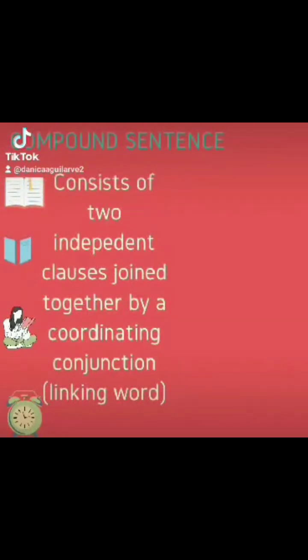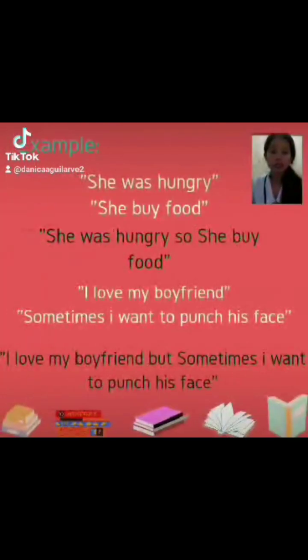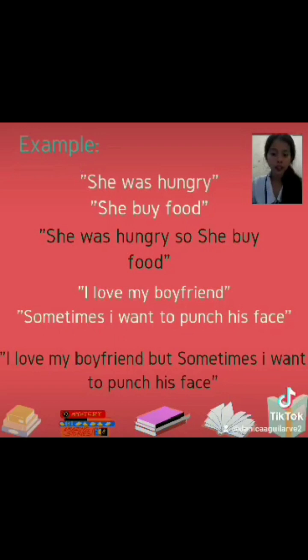A compound sentence consists of two independent clauses joined together by a coordinating conjunction, a linking word. Compound sentence example: She was hungry. She buys food. These are two independent clauses. Now we're going to add a coordinating conjunction. She was hungry, so she buys food. The word so is a coordinating conjunction. The other example: I love my boyfriend, but sometimes I want to punch his face. The word but is the coordinating conjunction.